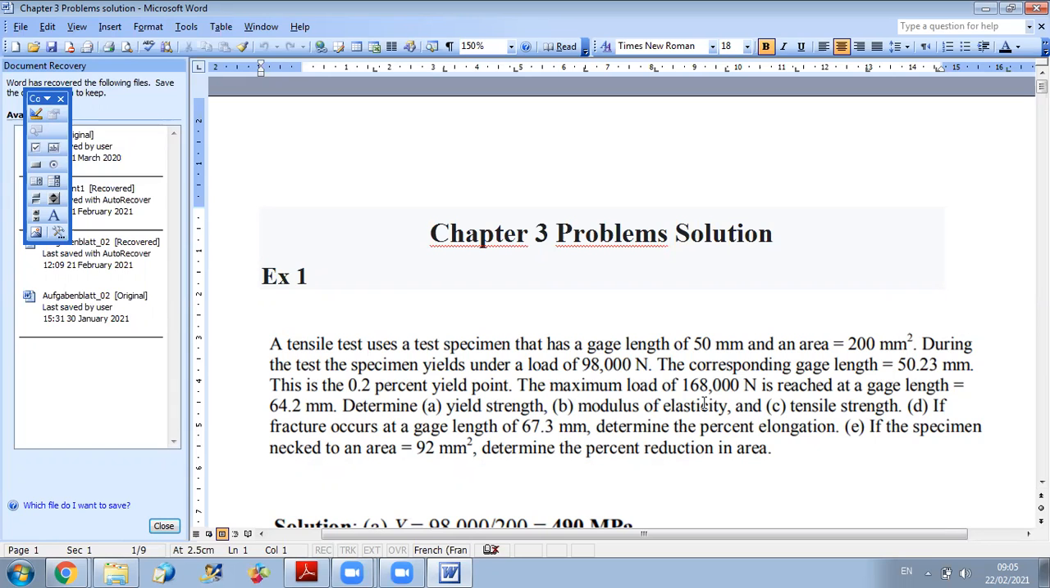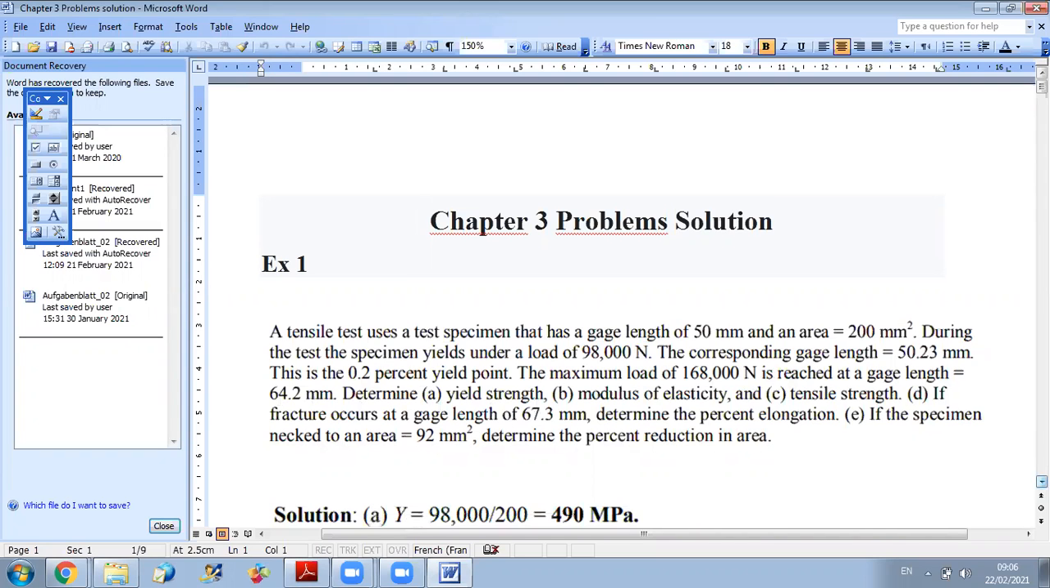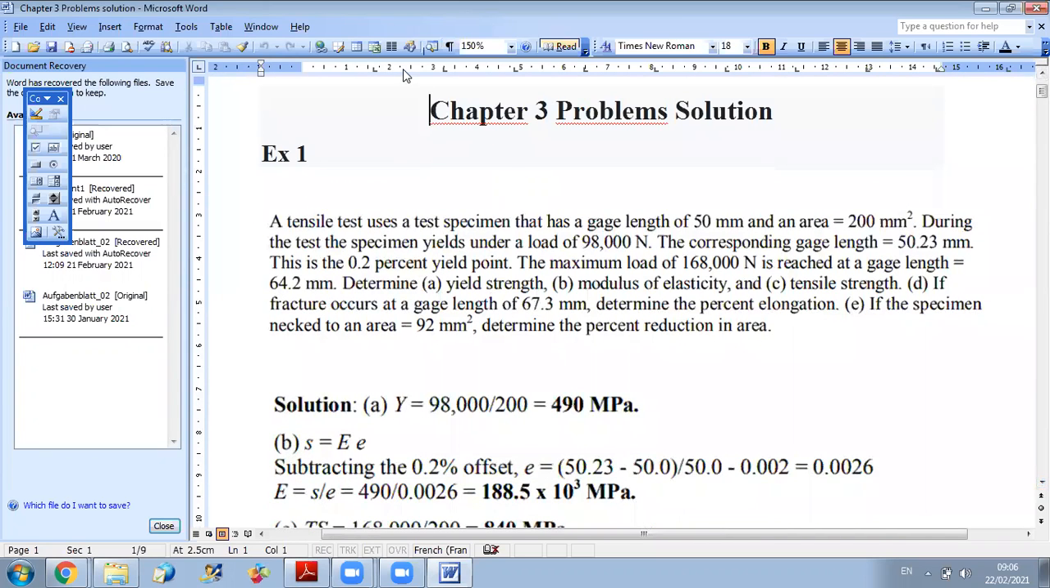The maximum load of 168,000 Newton is reached at a gauge length of 64.2 millimeter. First, determine the yield strength. Okay, so here they gave us the load at which the specimen will yield. So we have here the value of F, and we know the area of the specimen.